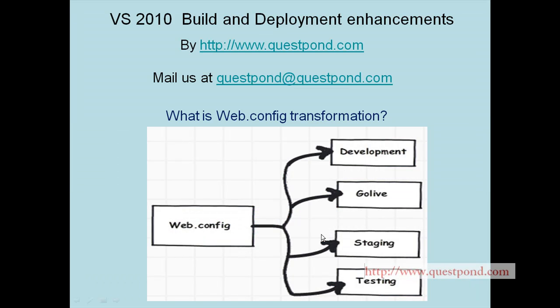In our previous video, we saw how VS2010 helps us minimize our deployment issues by providing the one-click deployment screen and by creating packages. Now there's one more issue which we face as part of deployment, and that is Web.config file versioning.